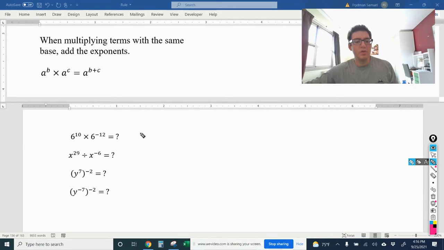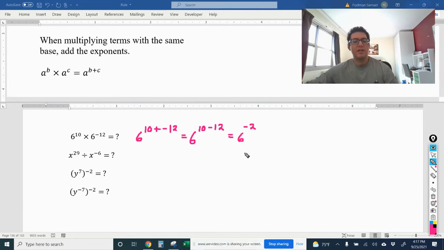So that would be equal to 6 to the 10 plus negative 12th power. 10 plus negative 12 is the same as 10 minus 12. 10 minus 12 is negative 2. So we get 6 to the negative second power.